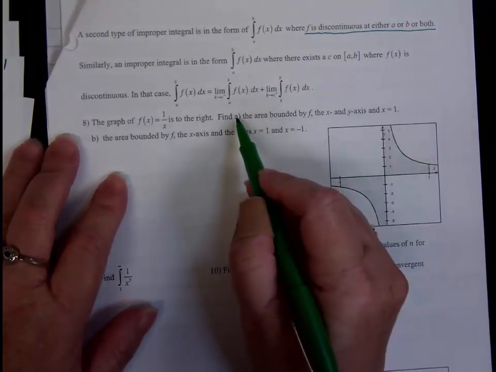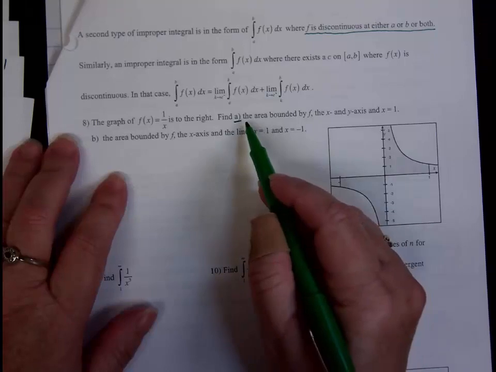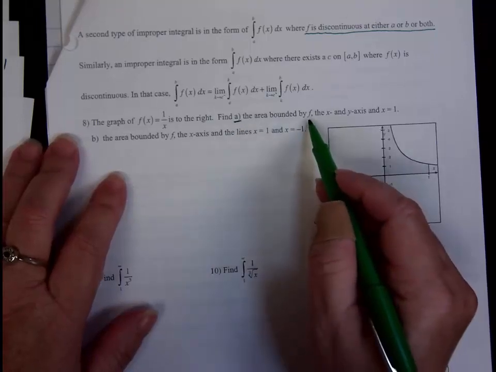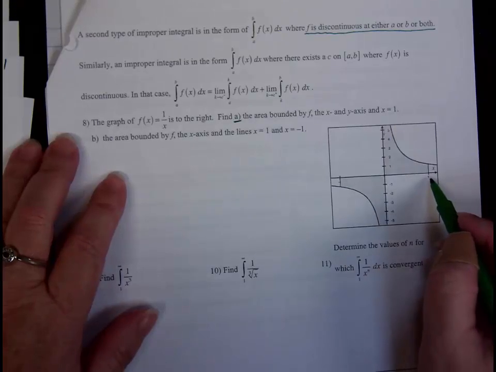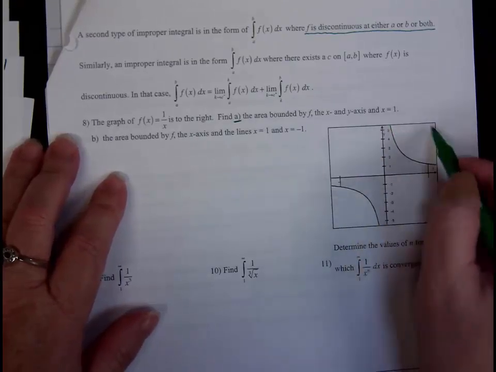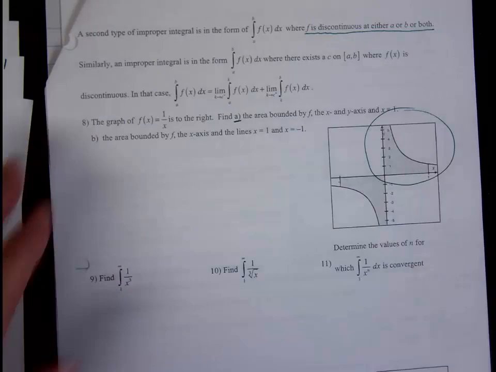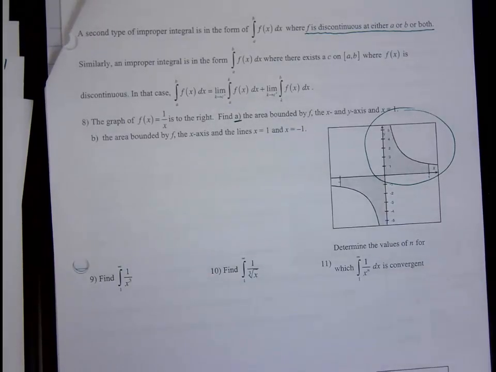I want to find, we're going to do part A only. We're going to find the area bounded by the function, the x and y axis, and the line x equals 1, which is right here. So we're talking about this piece over there. We're going to find the area of that, and we're going to see if it converges or diverges.